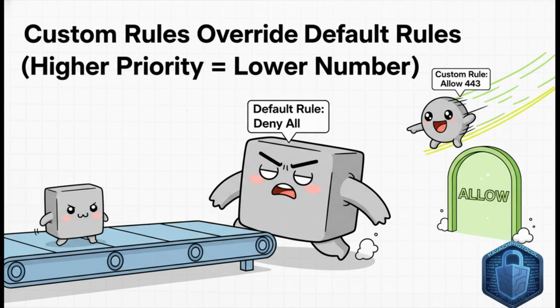Now, you can't actually delete these guys, but honestly, you don't need to. Because their priority is so incredibly low, you can easily override them. Just create your own rule, say to allow web traffic on port 443 with a priority of like 200. Your rule will get processed long before that final deny all rule even gets a look.